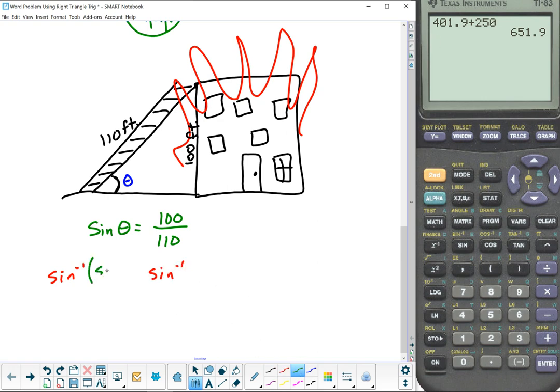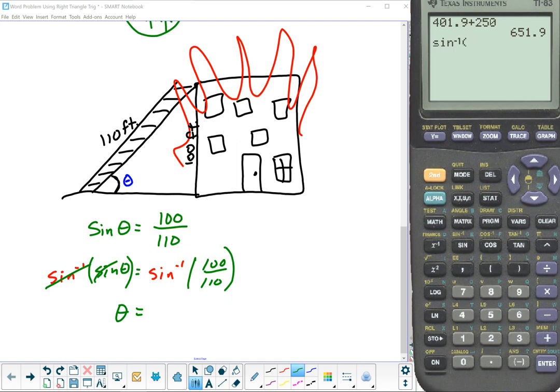Inverse sine of sine theta, inverse sine of 100 over 110. These will cancel, leaving us with theta, which is the angle of elevation. Elevation means how much we have to lift up or look up. So on the calculator, inverse sine of 100 divided by 110, and that's 65.38, or 65.4.